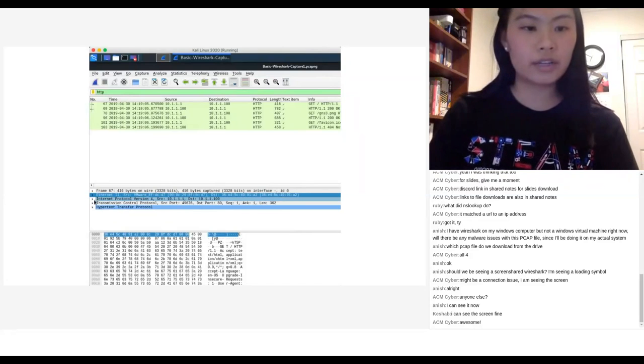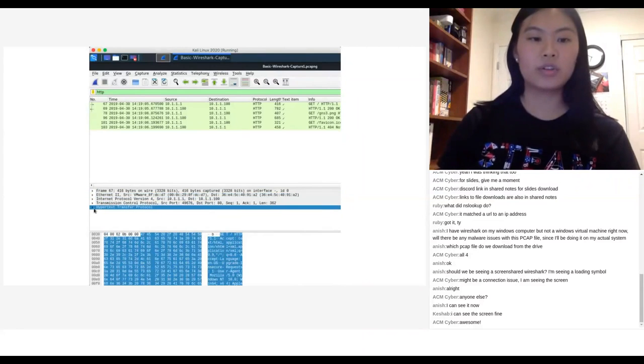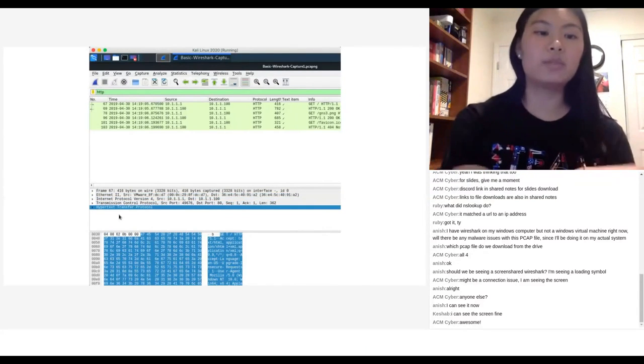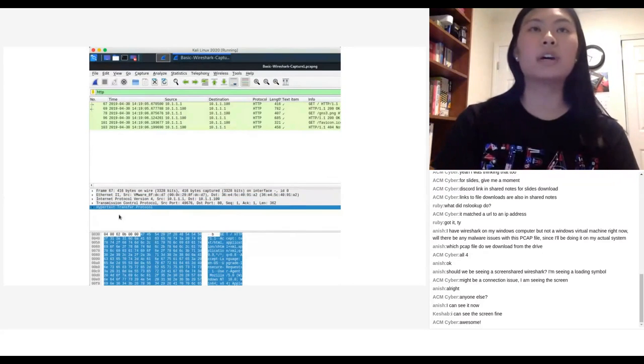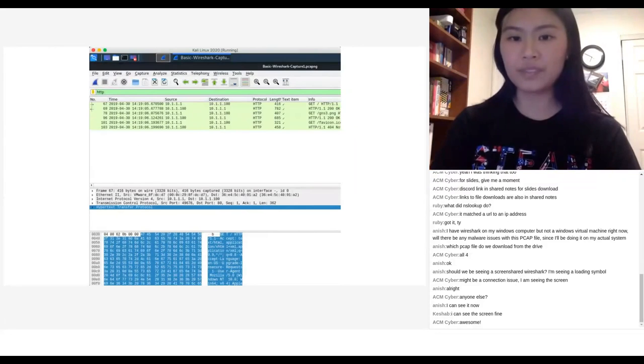Over here, you have IP and then transmission, and then you have the specific protocol. Basically, Wireshark has dissectors that make it human readable for you, and that's why a lot of people consider Wireshark to be the de facto standard for analyzing.